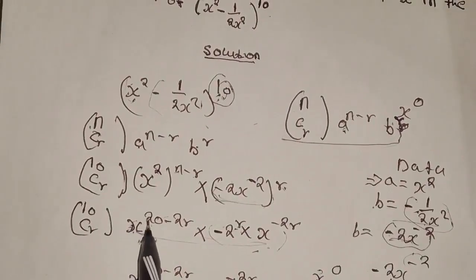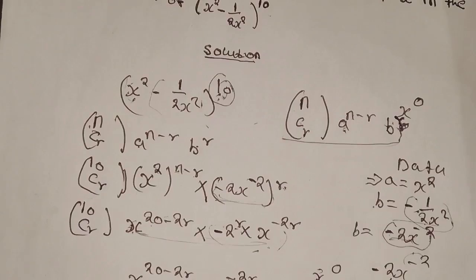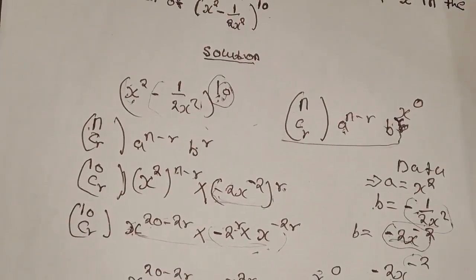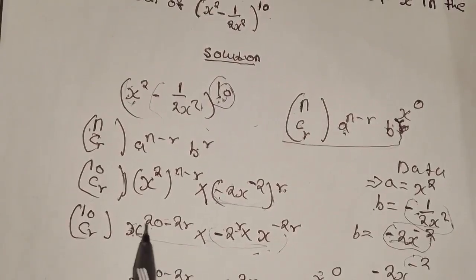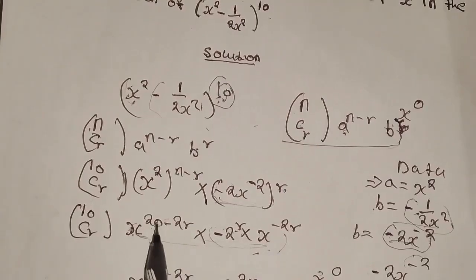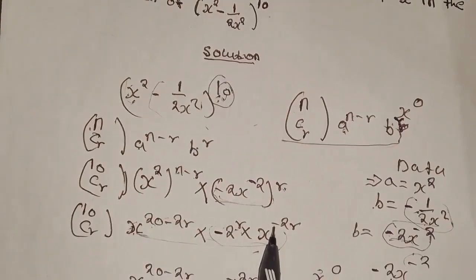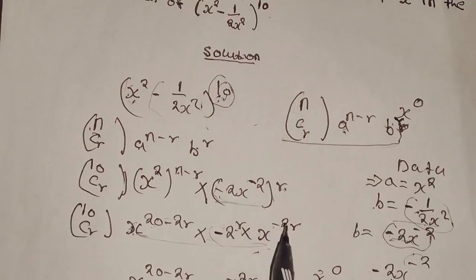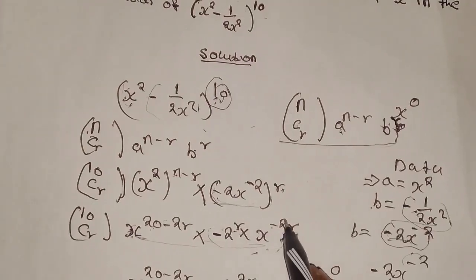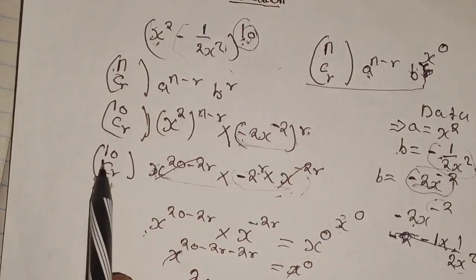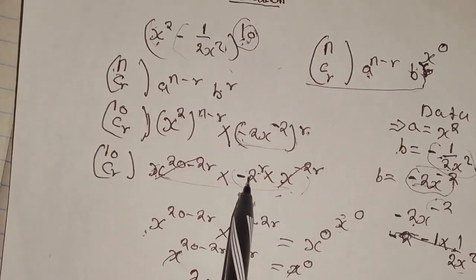So we're going to have 20 minus 2r, and 2r is 10, so we have 20 minus 10, which gives 10. Even on this side, it's 20 minus 10 to give us 10, and then on this side we have negative 2 multiplied by 5 to give us negative 10, so it will be 10 minus 10, hence we remain with 0. So it just cancels this term, hence you are remaining with 10 choose r multiplied by negative 2r.